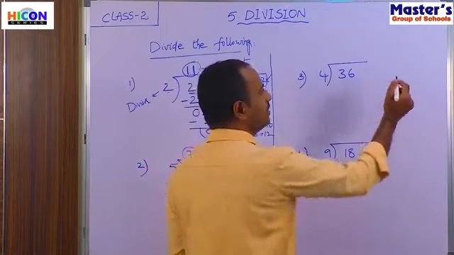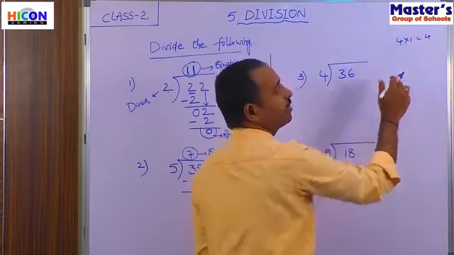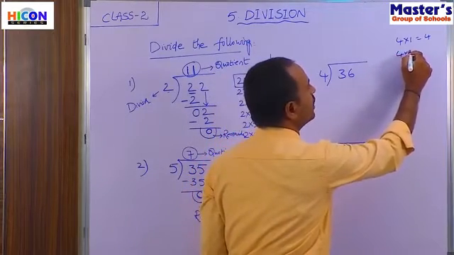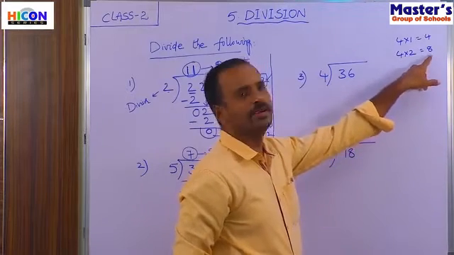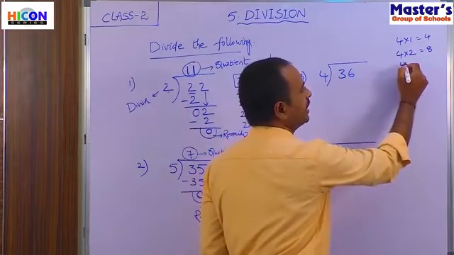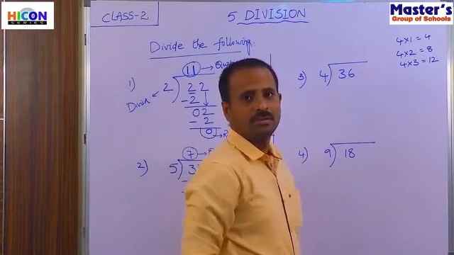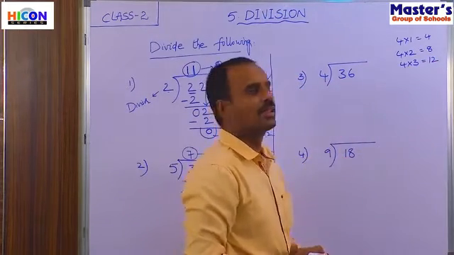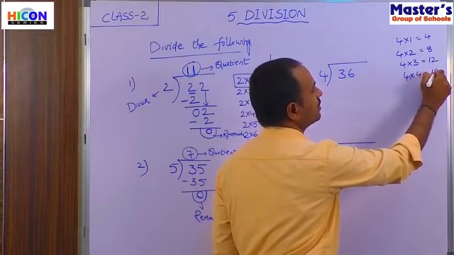So 4 ones are 4. If you take one time, we will get 4. And 4 twos are how much? 8. If you take 2 times, you will get 8. Again take 3 times. 4 threes are 12. Now continue this until we get the number 36. Now take 4 times. 4 fours are 16.